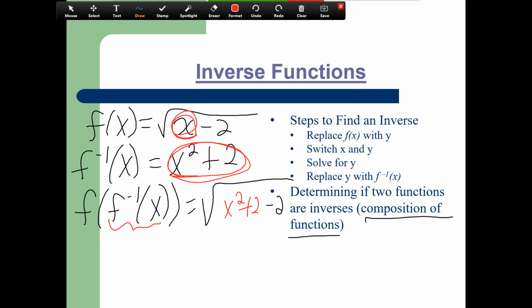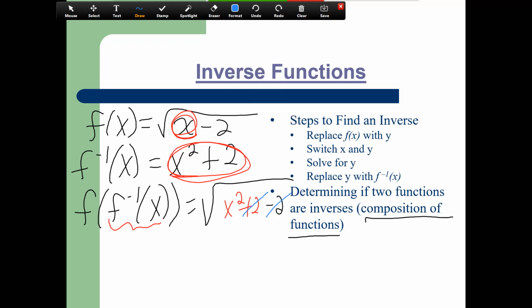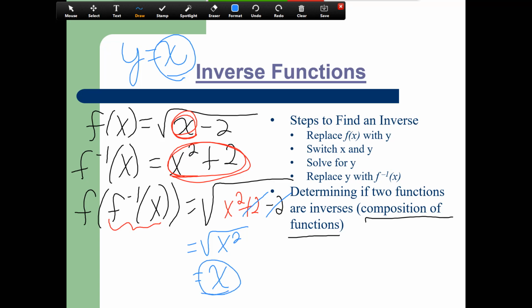Now, let's simplify and see what happens. Notice that the 2's cancel, and I'm left with square root of x squared. And if you square root x squared, you get x. Well, that was interesting. We took the inverse and we plugged it into the function, and we got x back. That should remind you that the line we reflect over is y equals x. So x right here, y equals that, is what we're reflecting over, and when we do a composition, what do we get? We get the x.